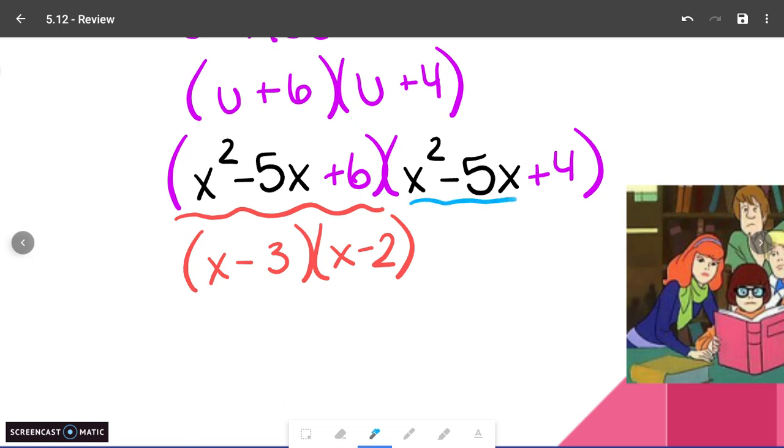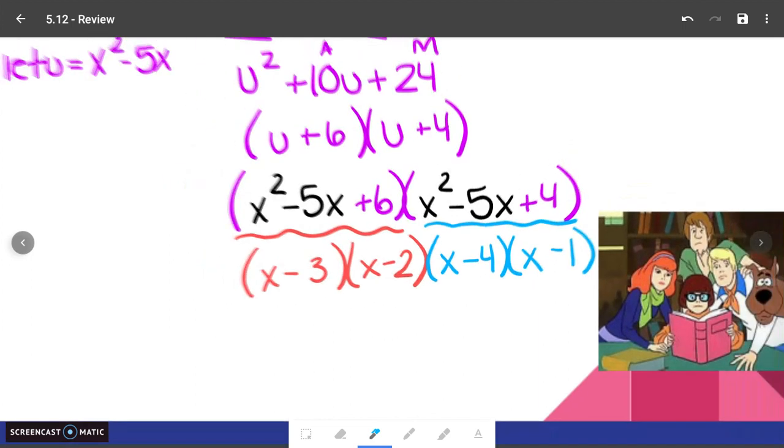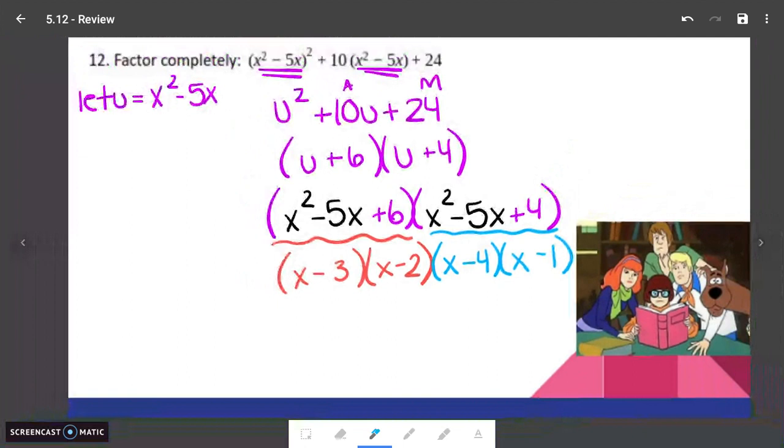Then in the second part, this time we would have x minus 4 and x minus 1, because we want to multiply to a positive 4, so a negative and a negative make the positive, but add up to negative 5. So as long as you had those 4 factors, they could be in any order, and you'd still get full credit.